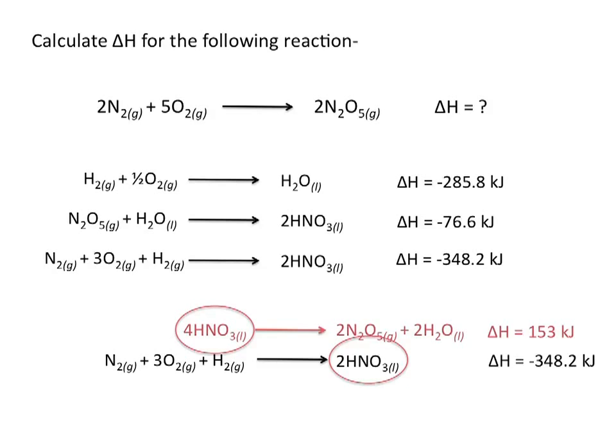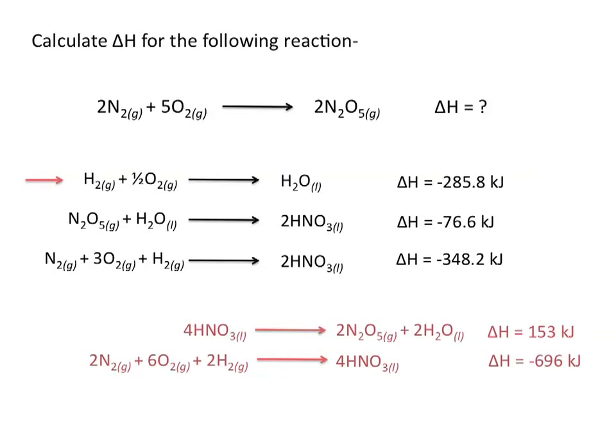So we already knew that we needed to multiply this equation by 2 to give us 2 moles of N2, but you can also look at it that we need to multiply this equation by 2 to give us 4 moles of HNO3, which will eventually cancel out with the 4 moles of HNO3 on the reactant side in our first equation that we modified. And when we multiply the equation by 2, we also need to multiply the delta H value by 2.